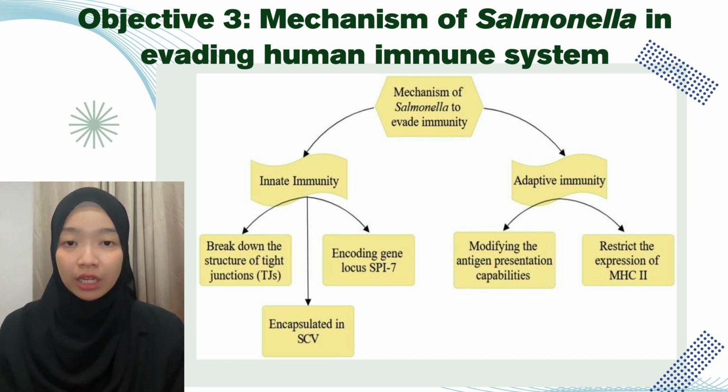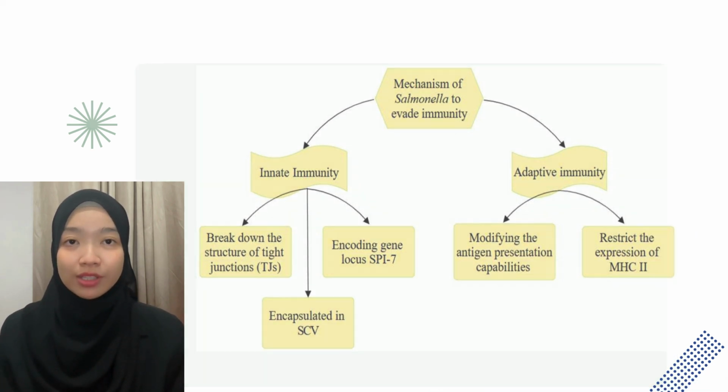Besides that, Salmonella also encodes gene locus SPI7 for Vi antigen that will help in evading the host immune response. Thirdly, Salmonella can be encapsulated in the Salmonella-containing vacuole to become hidden from any detection mechanism. Apart from that, Salmonella is able to modify the antigen presentation capabilities and restrict the expression of major histocompatibility complex to avoid the host adaptive immune response.